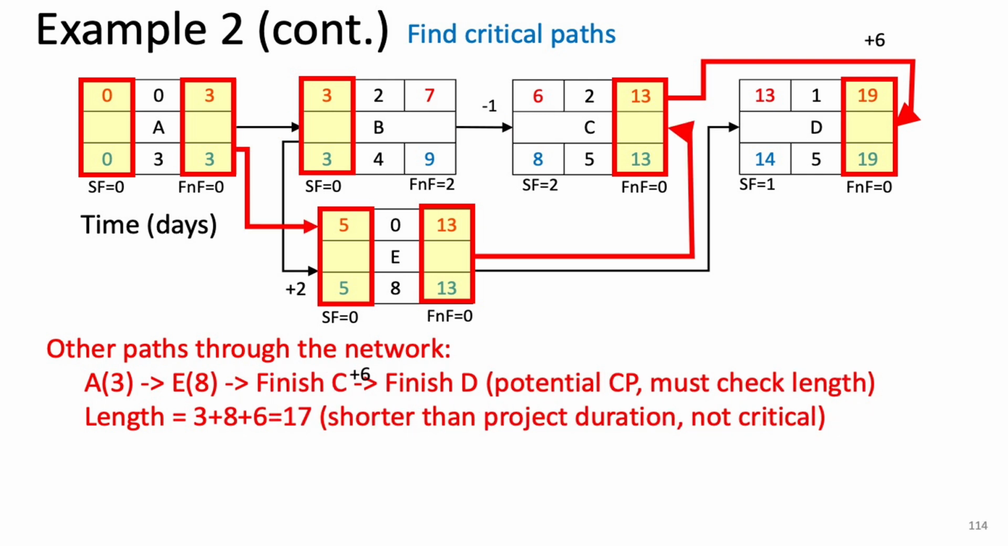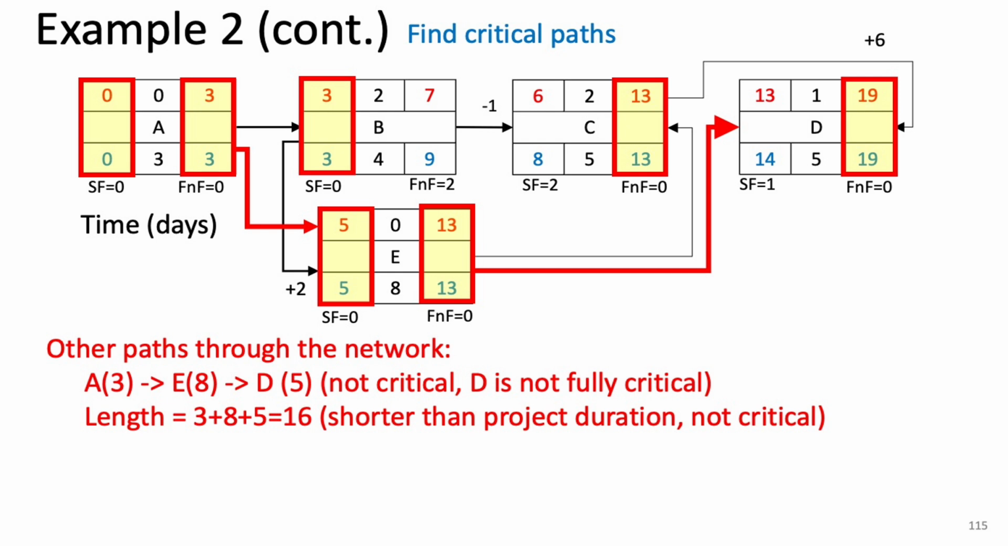Another path is A to E to finish C to finish D. This path does not include any non-critical points, so it is a potential critical path. But we need to check its length. We add the durations of A and E, which are fully on the path. 3, A's duration, plus 8, E's duration, equals 11 days. Then we add the 6-day lag time from C to D, giving us a total length of 17 days. Again, this is shorter than the project duration, so this path is not critical either.